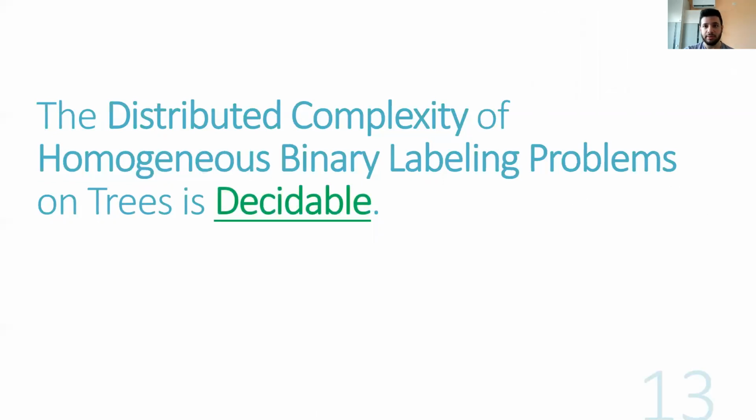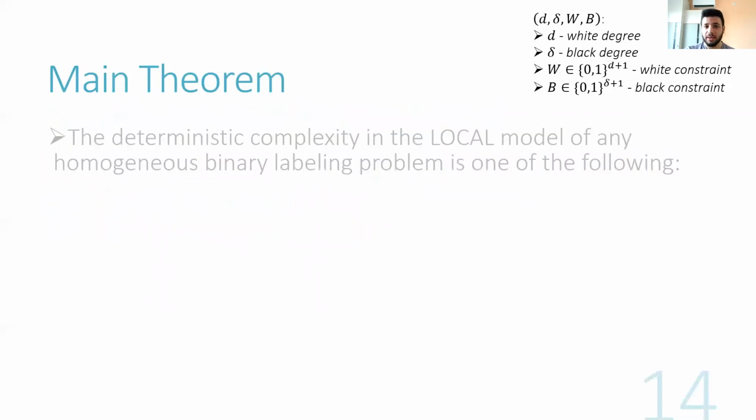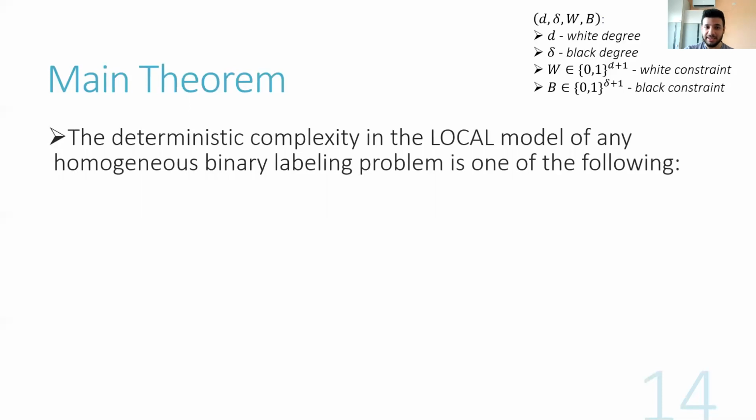So now let us get to the main theorem and what I mean by decidable. Our main theorem is as follows: the deterministic complexity in the local model of any homogeneous binary labeling problem is one of the following.